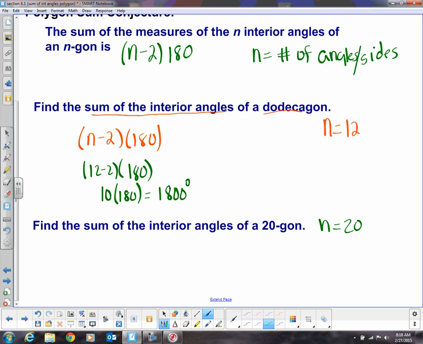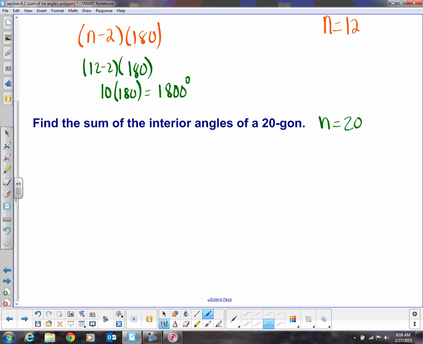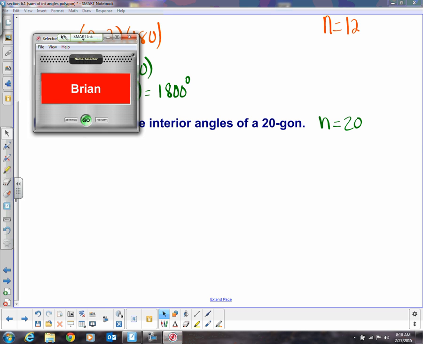Well, you would laugh. It was a tough question first period. You know, I mean, they never saw a 20-gon before. No, that would be a tough one to draw.